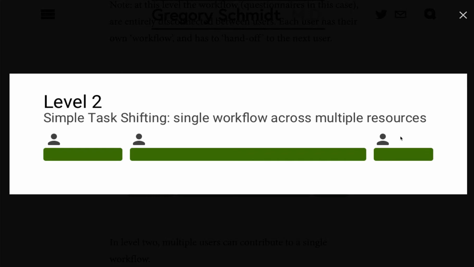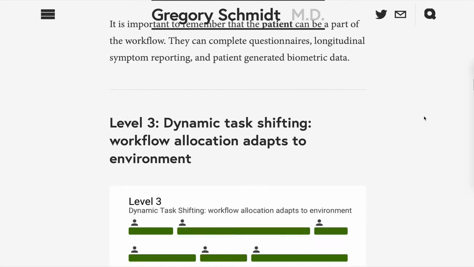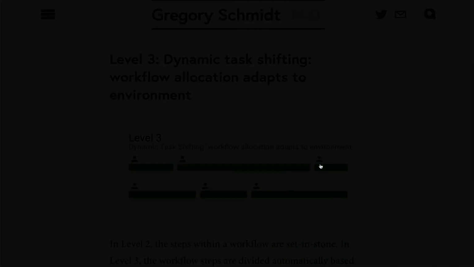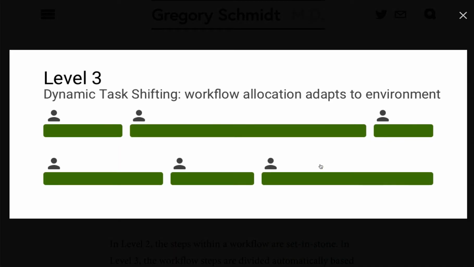And it's important to also realize that one of these players can actually be the patient themselves. They can answer questionnaires, their family members can answer questionnaires, they can collect longitudinal symptoms and generate patient-generated data. So that's level 2. We move now into level 3. And in level 3, what we have happening is dynamic task shifting.